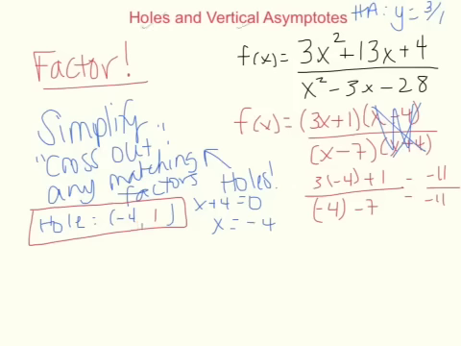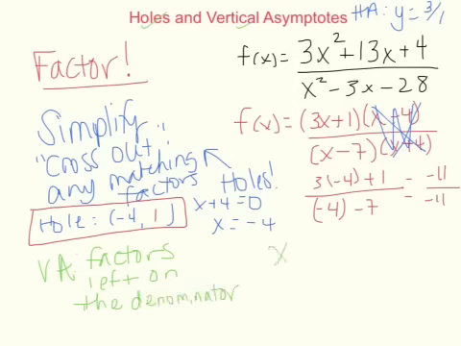So now let's look at the vertical asymptote. Whatever's left on the denominator of the function that I just simplified, right? We took out the x plus 4. Now I just have 3x plus 1 over x minus 7. So I take whatever's left on the denominator, and that's my vertical asymptote. So my vertical asymptote is factors that you didn't cross out that are left on the denominator. So I take x minus 7, set it equal to 0, and I have a vertical asymptote at x equals 7.